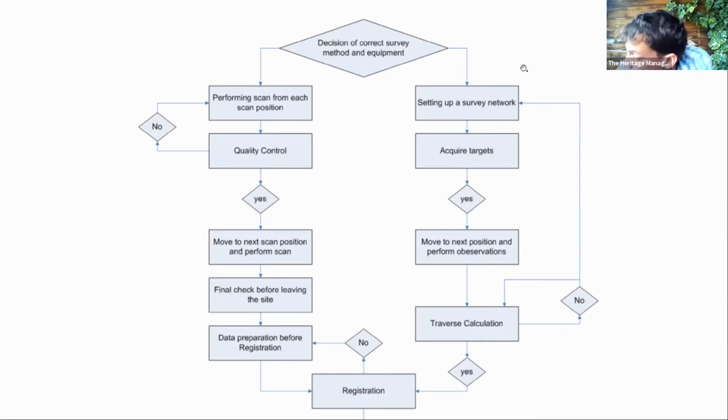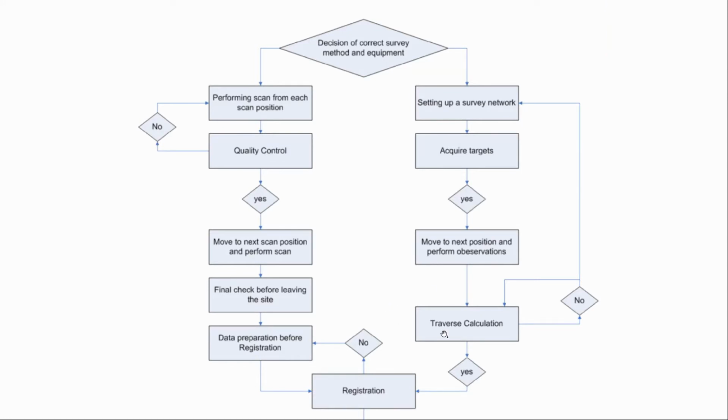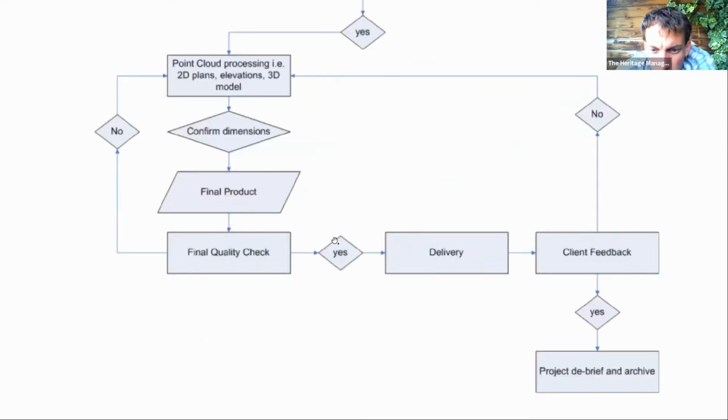So this is from a book called 3D risk mapping. And it gives you some kind of a workflow on laser scanning itself. So it will show you a flow model to say, okay, is my quality control correct? If not, I have to go back. Have I measured all the targets? Then I can move to the next position. I can do my traverse calculation, registration is included. And then at the end, it will give you a very simple workflow on deriving your deliverables.